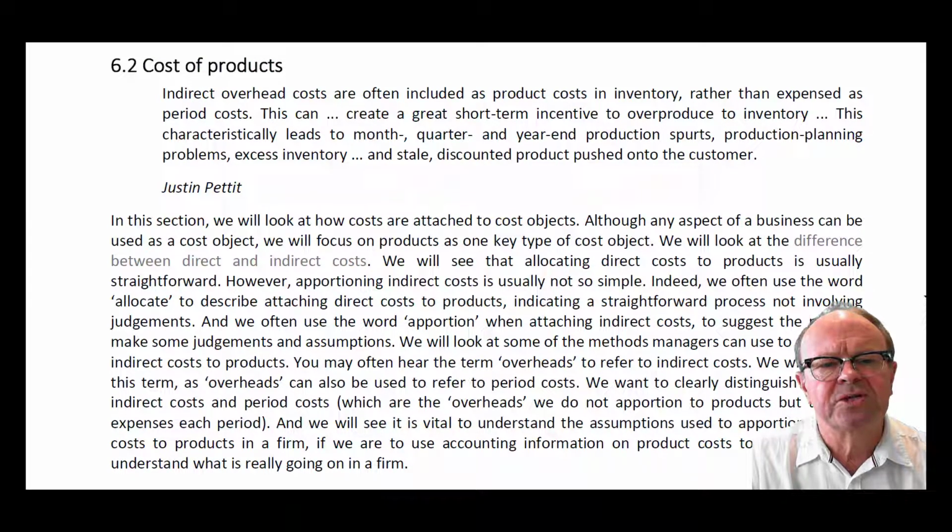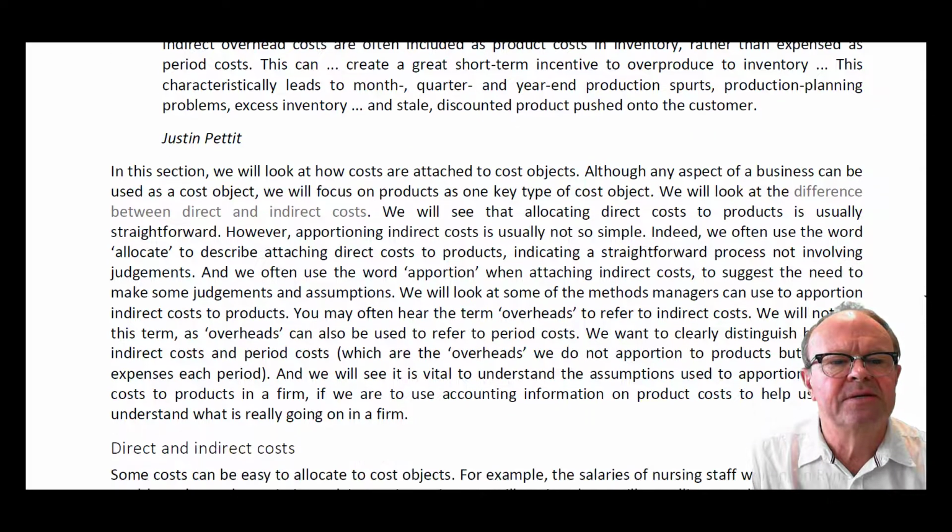6.2. Cost of products. Indirect overhead costs are often included as product costs in inventory, rather than expensed as period costs. This can create a great short-term incentive to overproduce to inventory. This characteristically leads to month, quarter and year-end production spurts, production planning problems, excess inventory and stale, discontinued product pushed onto the customer. Justin Petit.